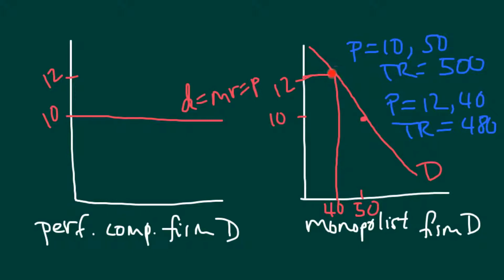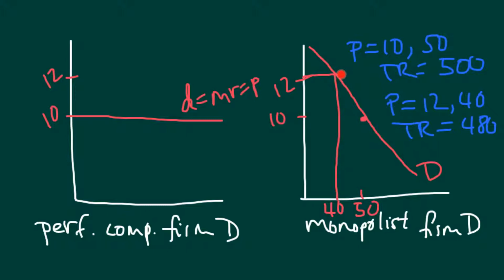Here, if we're going to move from charging $12 to charging $10, if we're trying to increase the quantity sold, the only way we can do that is by dropping the price. People are only willing to buy 40 units at $12. If I want to sell more than 40, I have to, because of my downward sloping demand, drop my price. And so I do take my total revenue from 480 to 500. I do increase my additional revenue by 20.